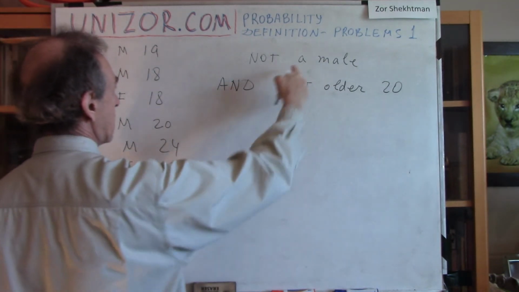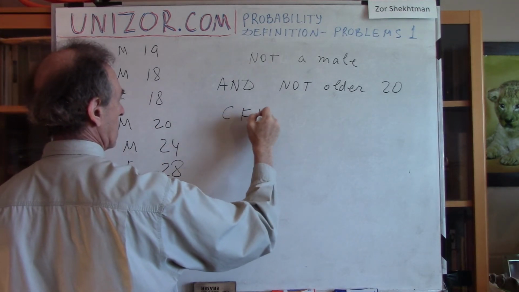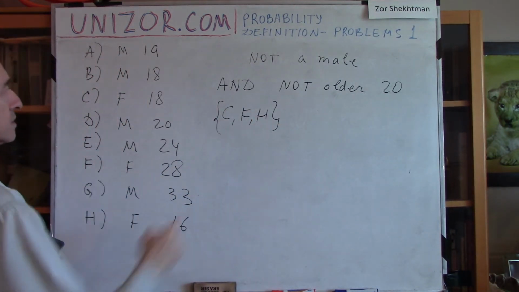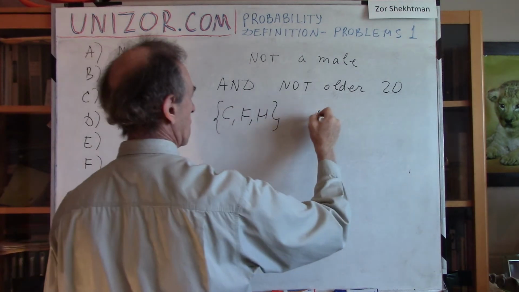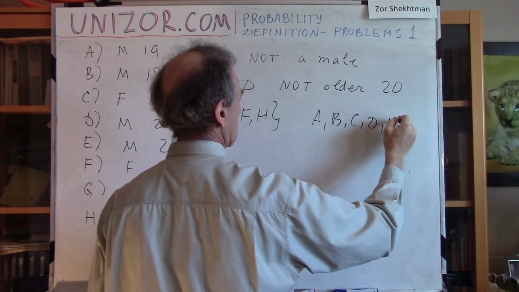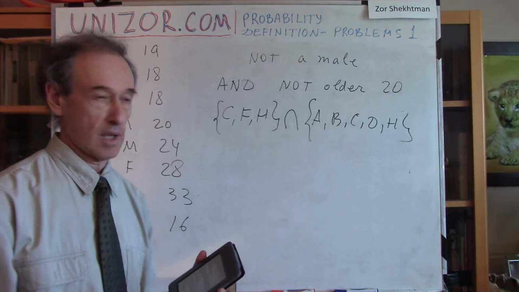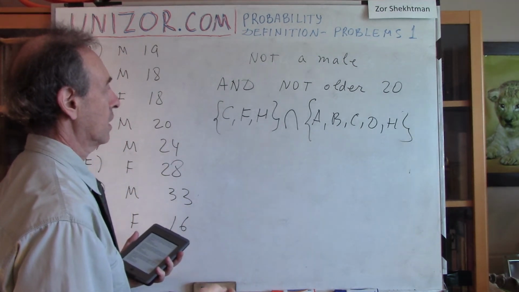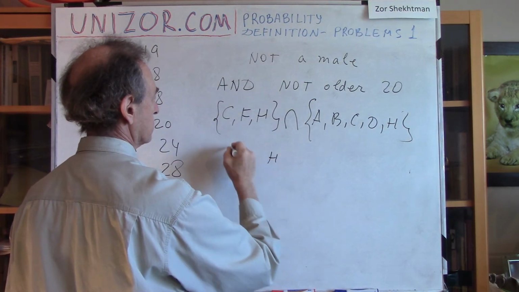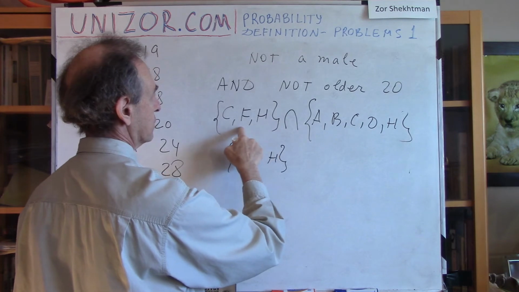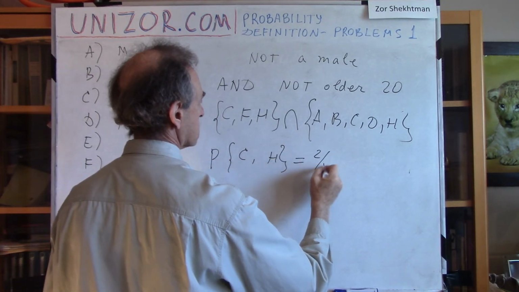So what do we have? Well, same thing again. Not a male are C, F, and H. Not older than 20 years old. I have to exclude these, so it's A, B, C, D, and H. But now I have to connect it with an intersection because I need the condition and between them, right? So I have only common elements. Now the C is common and H is common. Only two elements are common. F is here but not there. And C and H are in both. And the probability of this is equal to 2/8, which is 1/4.